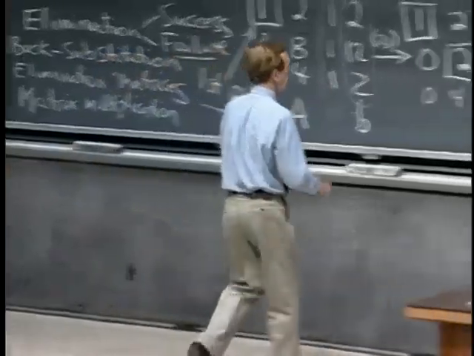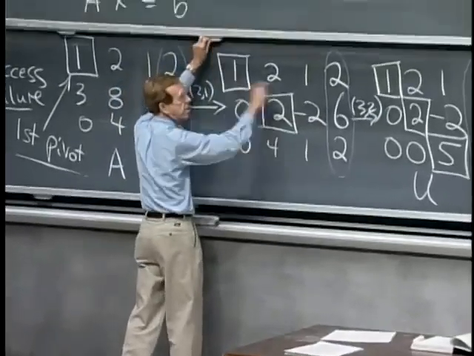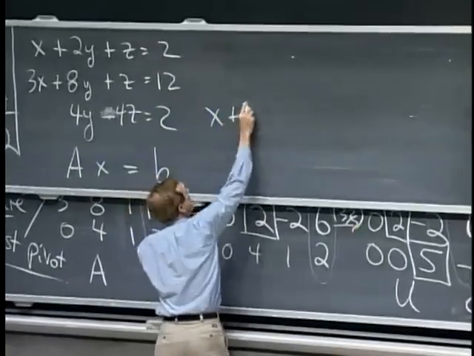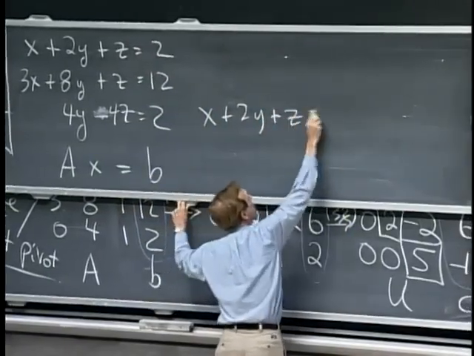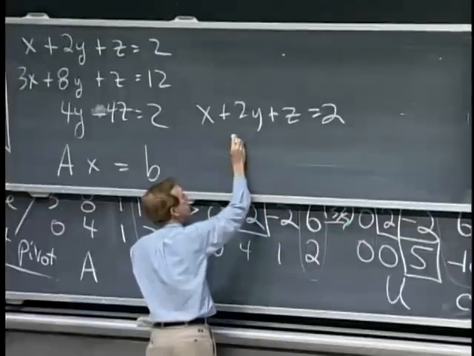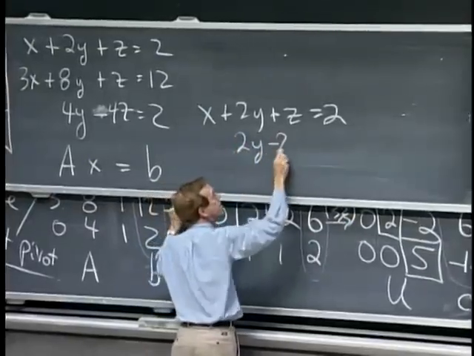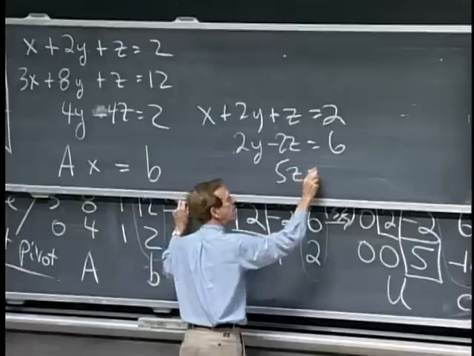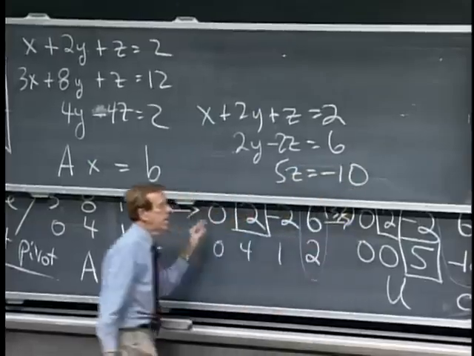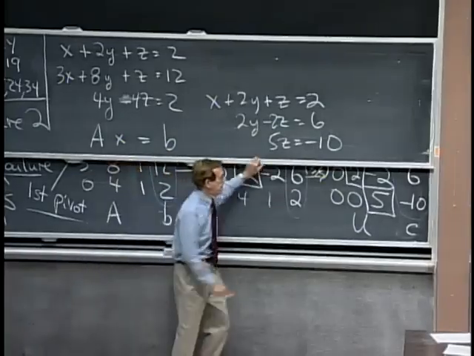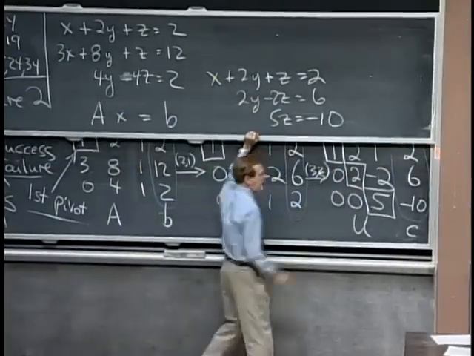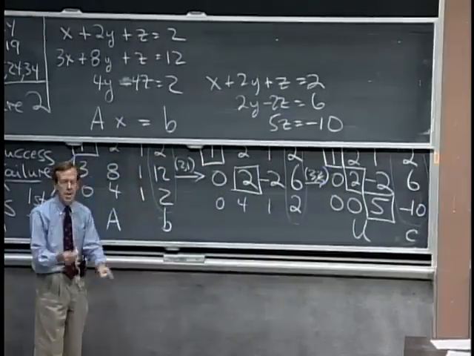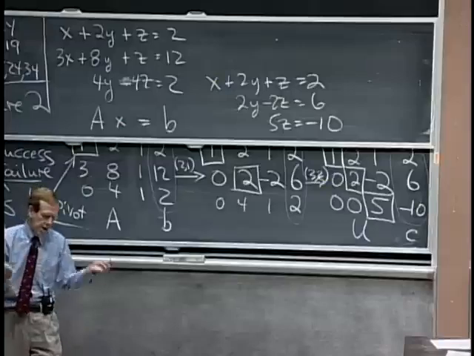Okay. Oh, what's back substitution? So what are my final equations then? Can I copy these equations? x plus 2y plus z equals 2 is still there. Then 2y minus 2z equals 6 is there. And 5z is minus 10. Okay. Those are the equations that these numbers are telling me about. Those are the equations Ux equals c. Okay, how do I solve them?